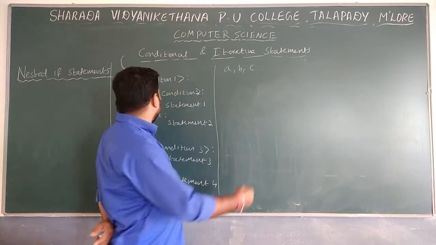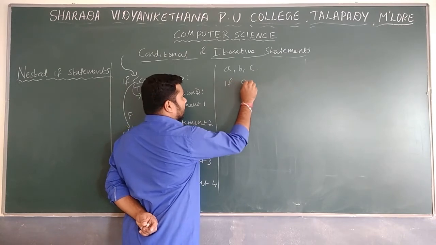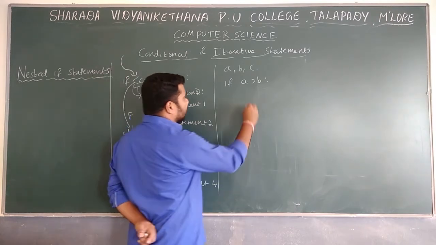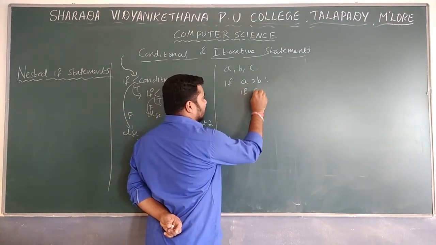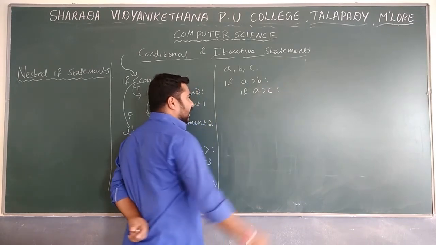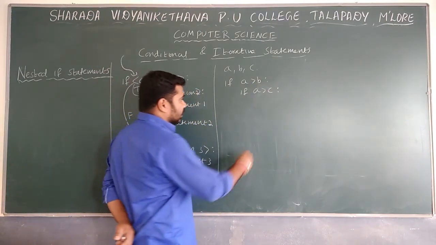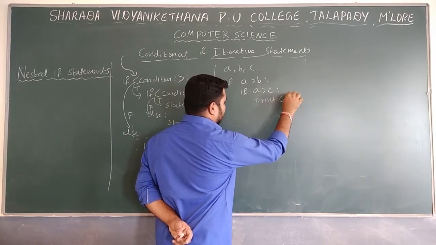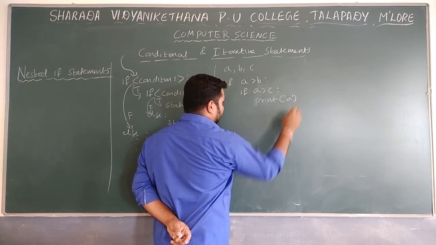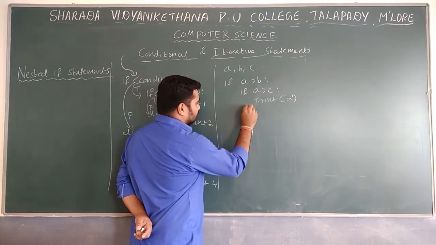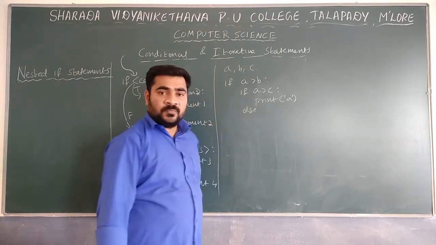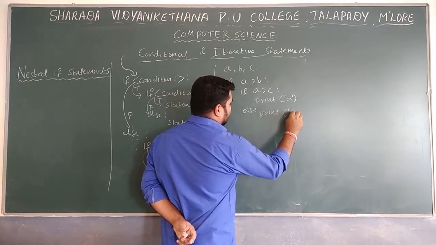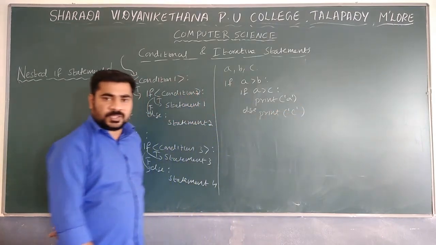When checking the greatest number, first I check if A is greater than B. If A is greater than B, inside that I check whether A is greater than C. Whenever A is greater than C, then I will print A, the bigger value. Else I can print C. So this is the bigger value.